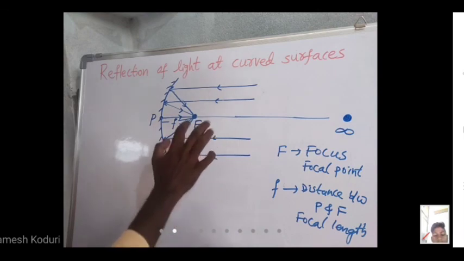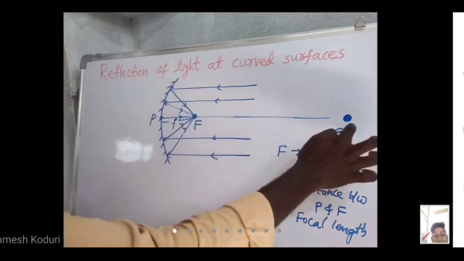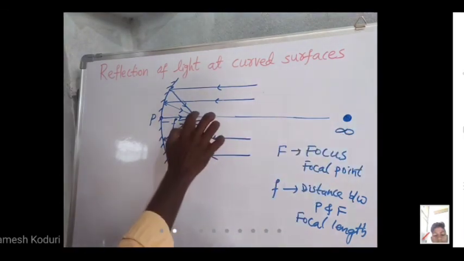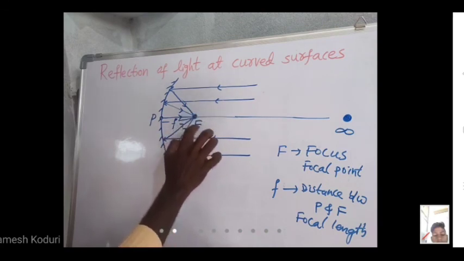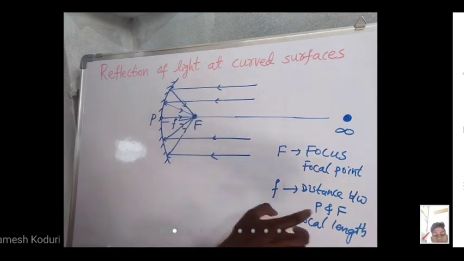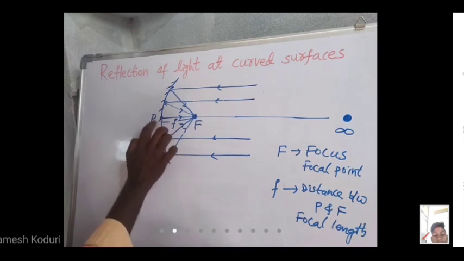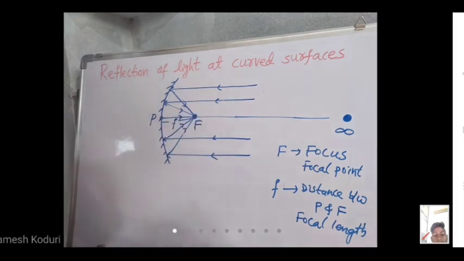What is focus? The source is at infinite distance, and the point where the image is formed is called the focus. What is focal length? The distance between the pole and the focus is called the focal length.